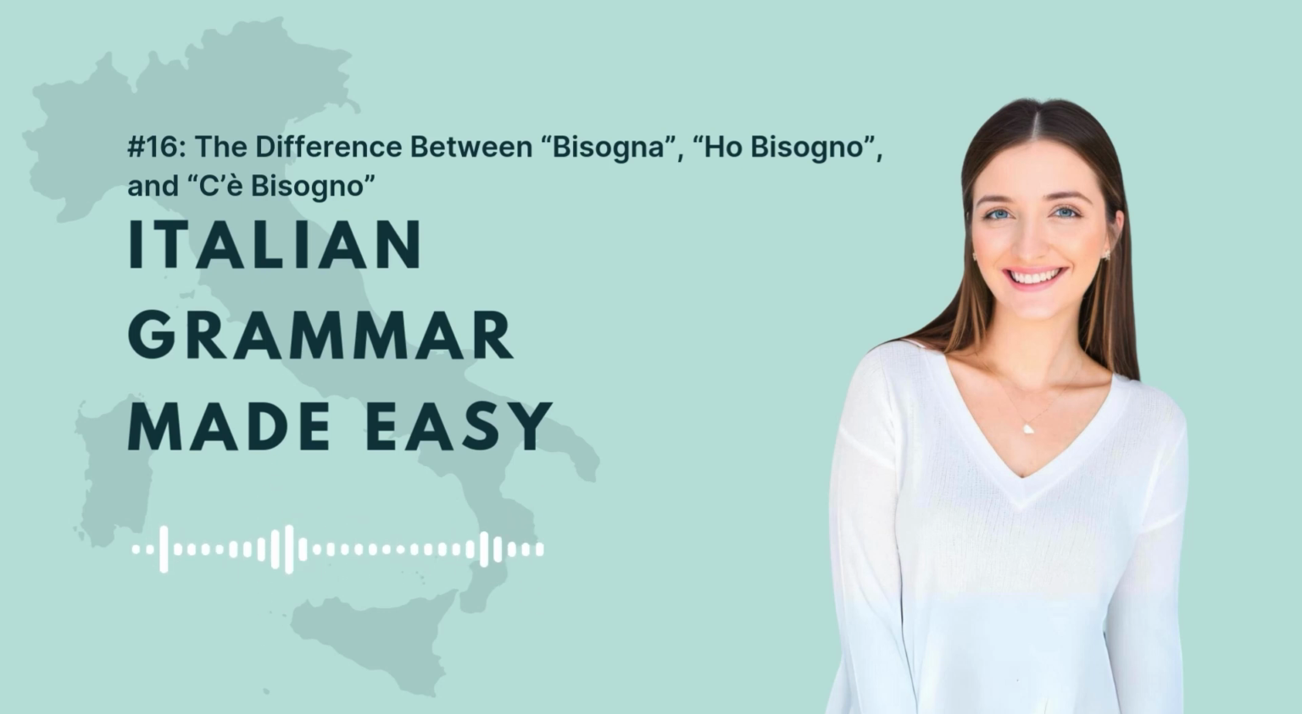To talk about needing something in Italian, we can use three different forms. We can say bisogna, ho bisogno, and c'è bisogno. If you aren't sure about the difference between these three, keep listening because today we are diving into the meaning and uses of these Italian forms.